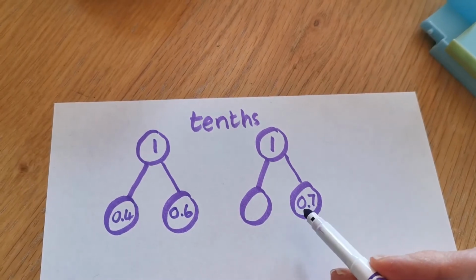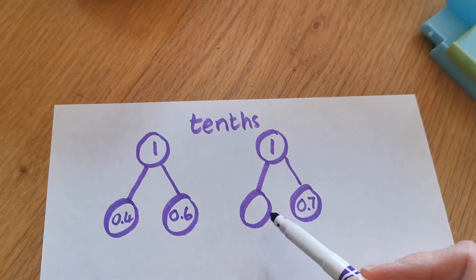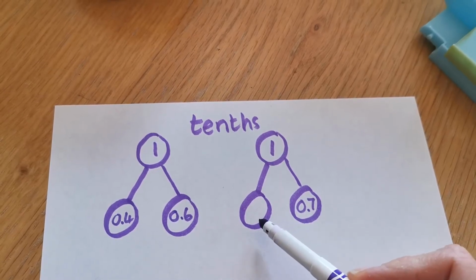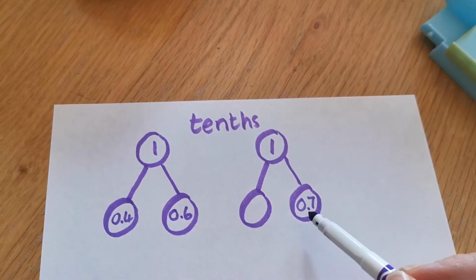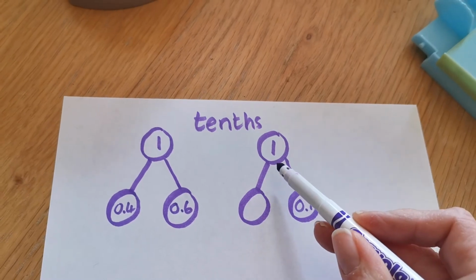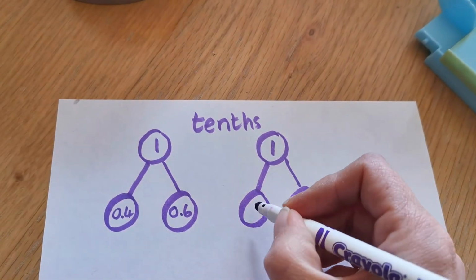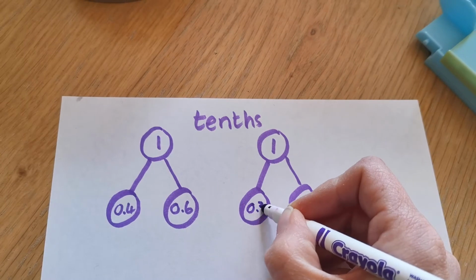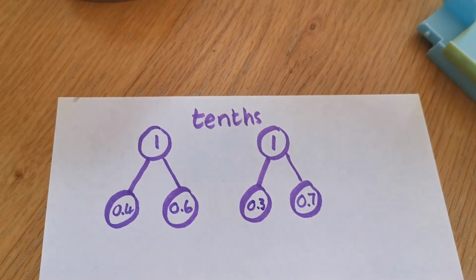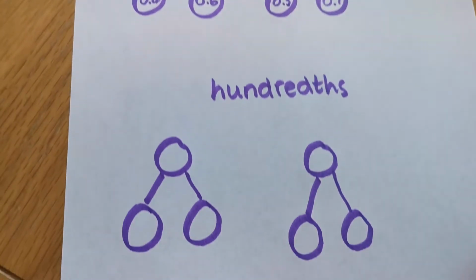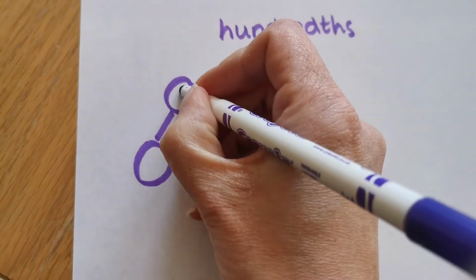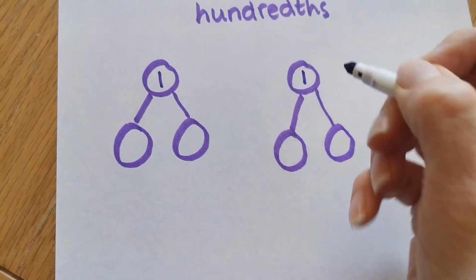We've got 0.7, and it's worth noting that it doesn't matter whether the missing number comes at the beginning or in the second circle, it's still put together to make 1. So the missing number is 0.3. It becomes slightly more challenging when you move on to hundredths. Again, our hundredths are going to make 1.